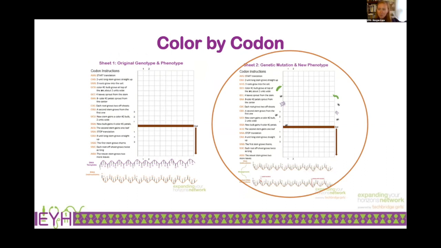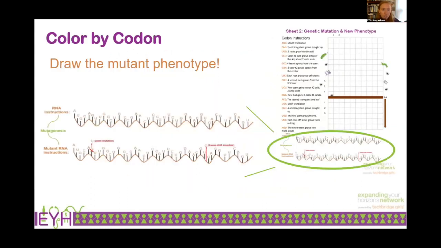Okay, so this sheet, as we see on the next slide, is pretty much the same as sheet 1, except now we will be using the mutant RNA instructions to determine the phenotype of the flower. Do exactly what you did before with sheet 1, but pay close attention to those 2 mutations that we see on the mutant RNA instructions. We'll give you all a few minutes to draw out the mutant phenotype on this one as well.